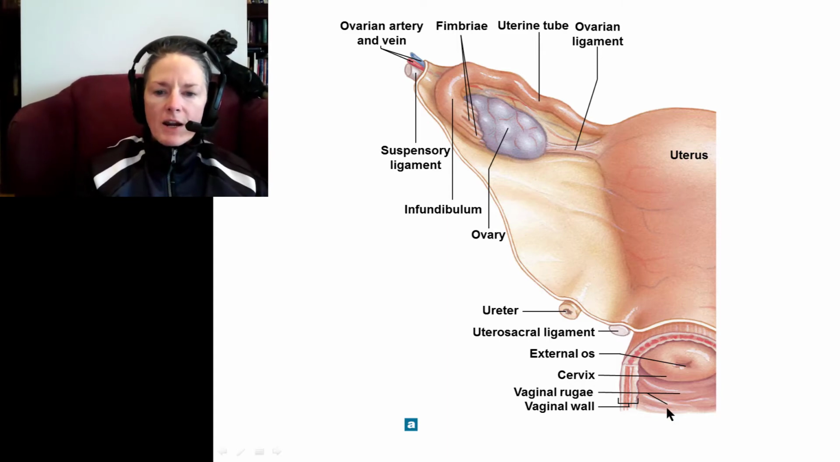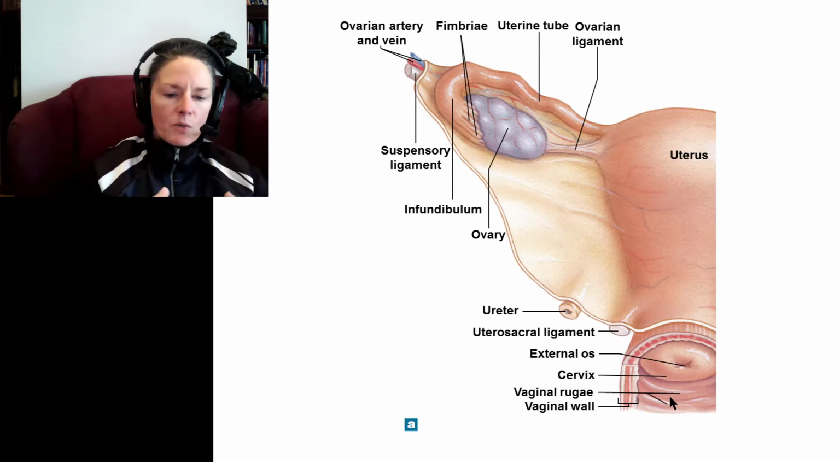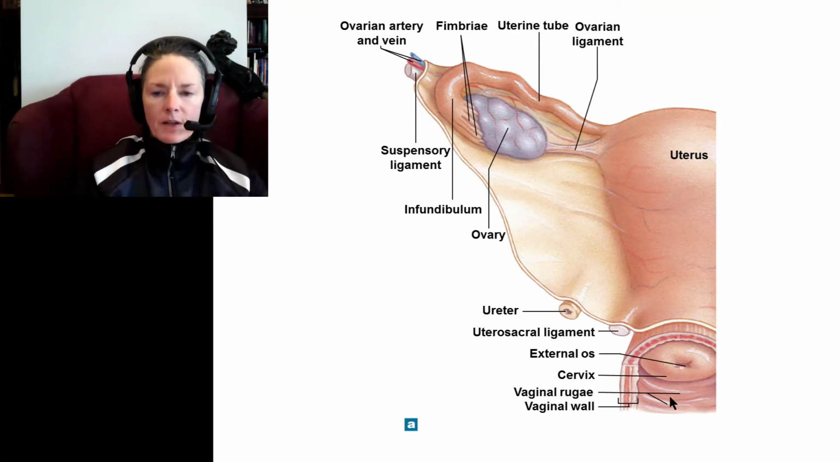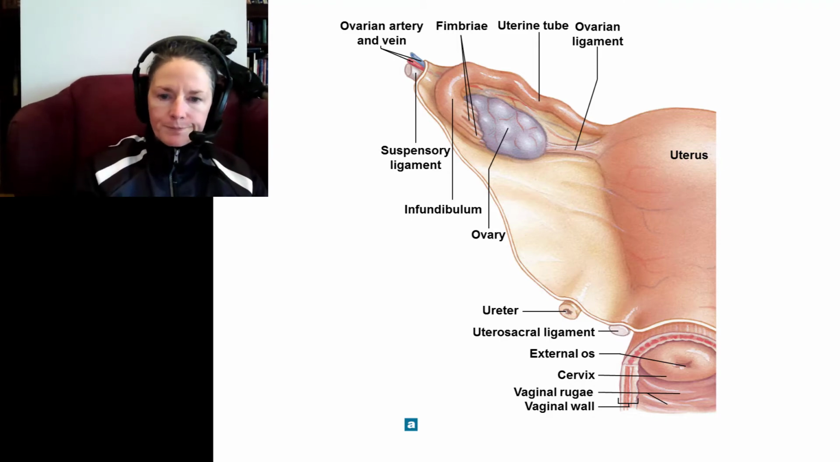Now, when we look at the vagina, we see that the vaginal wall has rugae, just like in the stomach. And this is to provide for the distensibility of this organ should there ever be childbirth, because this organ is going to have to distend to let the baby through.